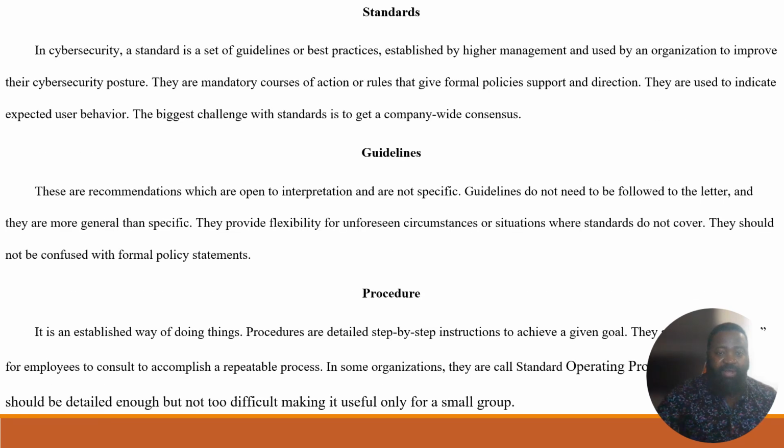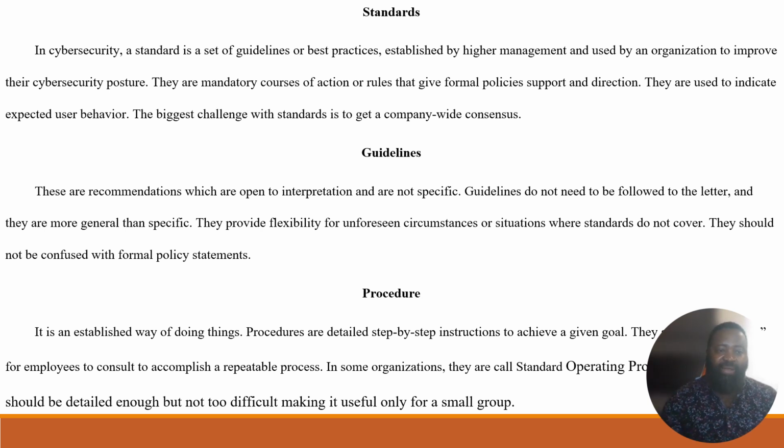Let's talk about standards. In cybersecurity, a standard is a set of guidelines or best practices established by higher management and used by an organization to improve their cybersecurity posture. They are mandatory courses of action or rules that give formal policies support and direction. You see how they link the framework, policies, and the standard. They are used to indicate expected user behavior. The biggest challenge with standards is to get a company-wide consensus.